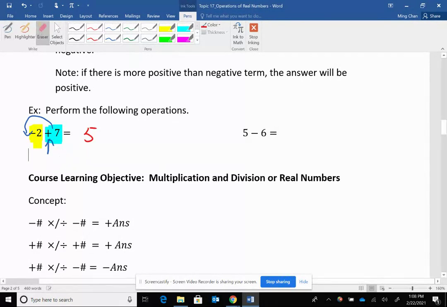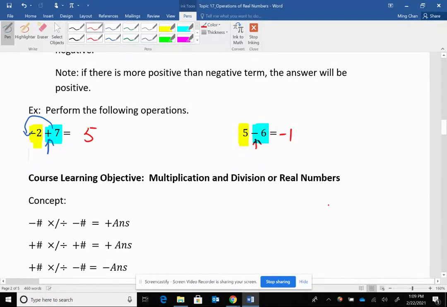All right, 5 minus 6. The subtraction sign here, outside the parentheses, separates my 5 from my negative 6. So these two terms have different signs, and with different signs we will subtract. Normally when I subtract 5 and 6, I get a 1. Since there's more negative than positive terms, my answer will be negative. Okay?